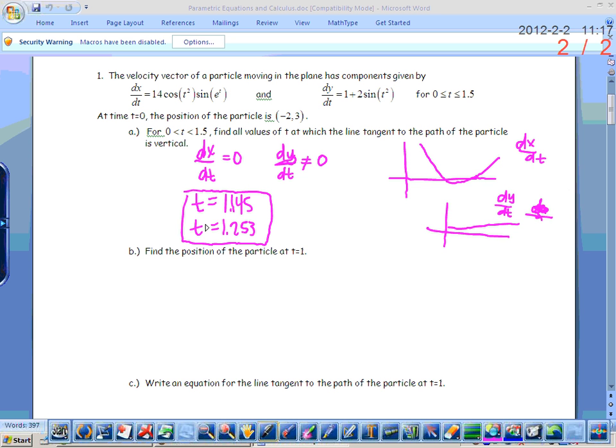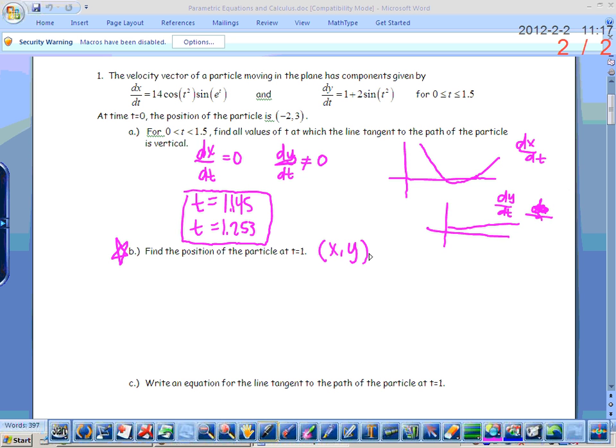All right, find the position of the particle at t equals 1. This question gets asked over and over and over again. So please put a star next to it so that you will never, ever miss it. I'm basically given the velocity, and I want to find the position. So what concept am I going to have to use? Integrating. Okay? So the position of the particle is going to involve an x value and a y value. So let's start with the x value.